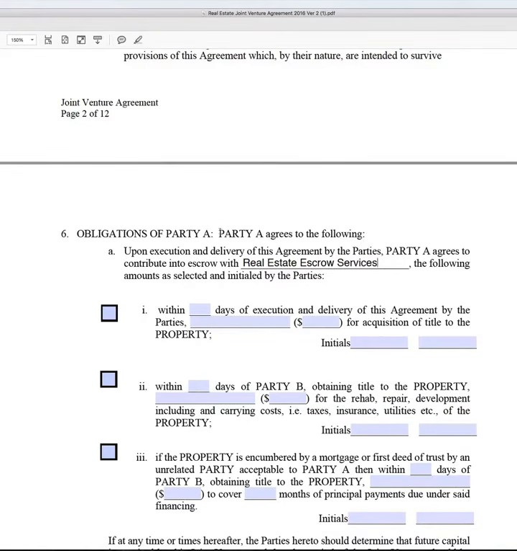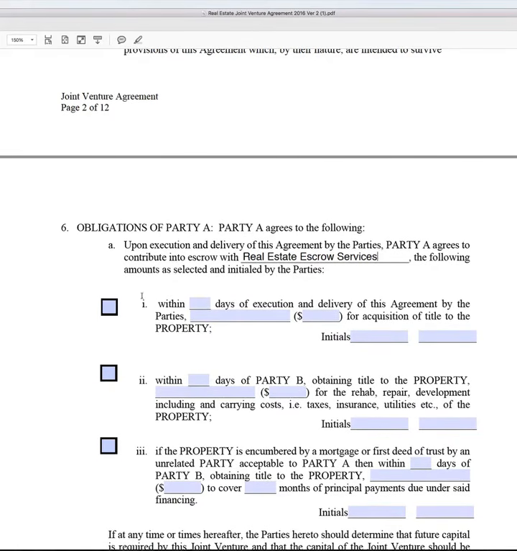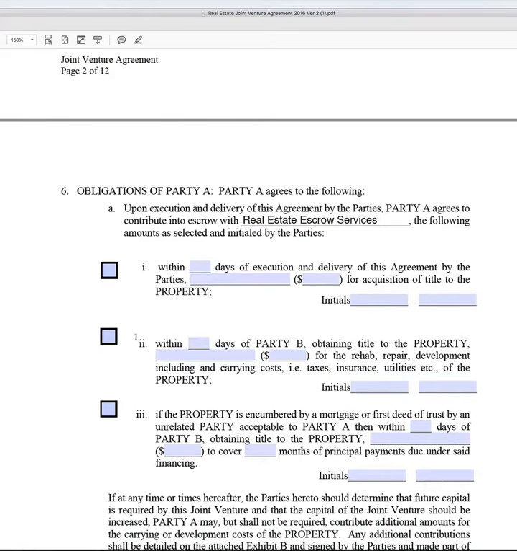So again, reading this clause: upon execution and delivery of this agreement by the parties, Party A agrees to contribute into escrow with Real Estate Escrow Services the following amounts as selected and initialed by the parties. So you could put in here, say, within 5 days of execution and delivery of this agreement by the parties, $50,000 for the acquisition of title to the property. That assumes you're just putting in money to buy the property. Within 5 days of Party B obtaining title to the property, $20,000 for the rehab, repair, and development.